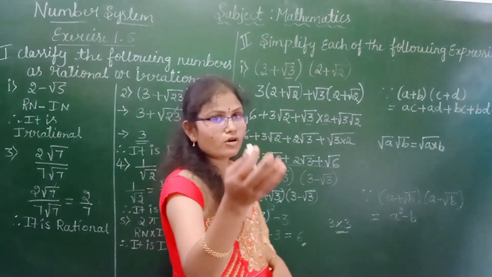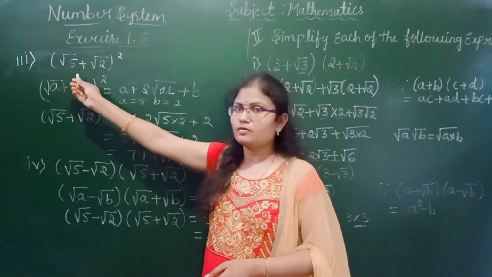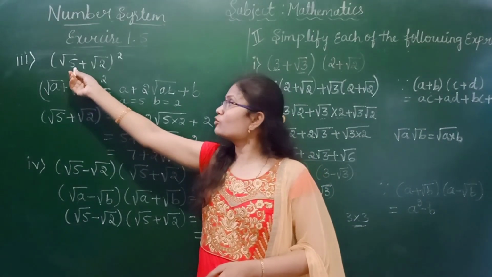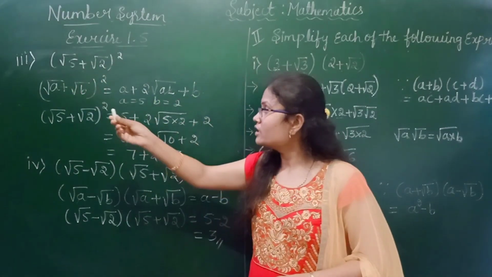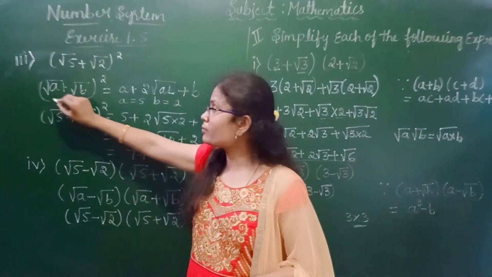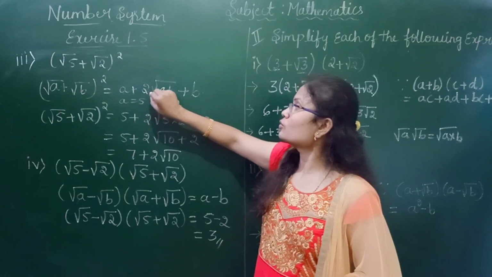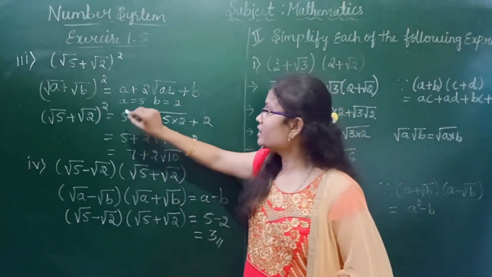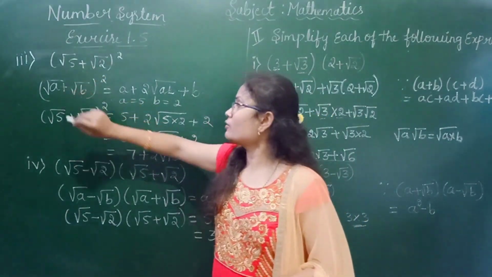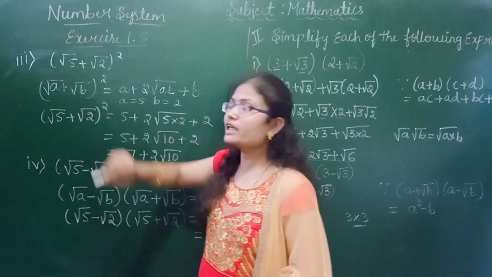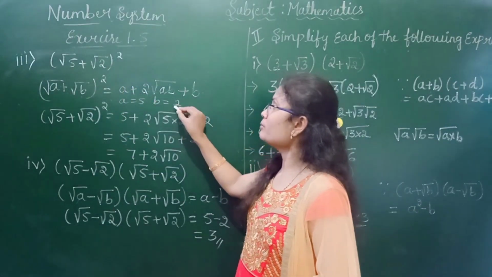Next we will move on to the third problem, that is root 5 plus root 2 whole square. You can see here we have to apply the property: root a plus root b whole square is equal to a plus 2 root ab plus b. Then in the place of a we have to take 5, in the place of b we have to take 2. Then a is equal to 5, b is equal to 2.